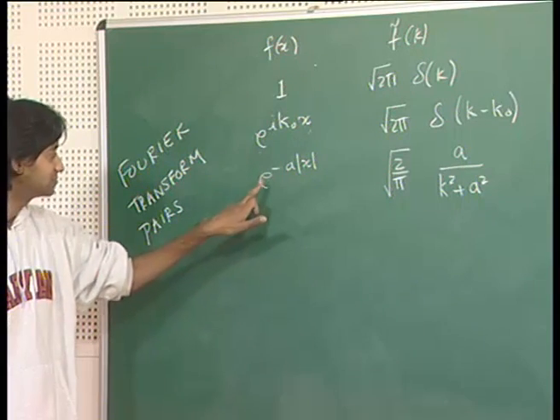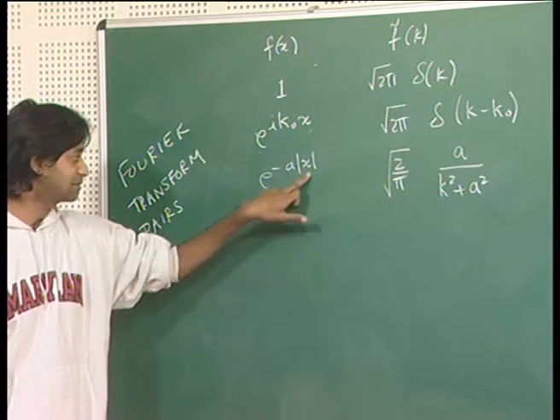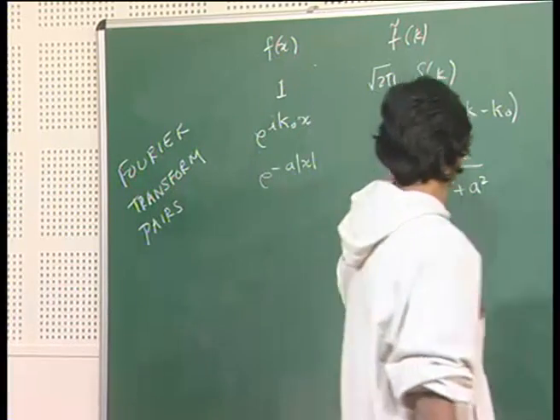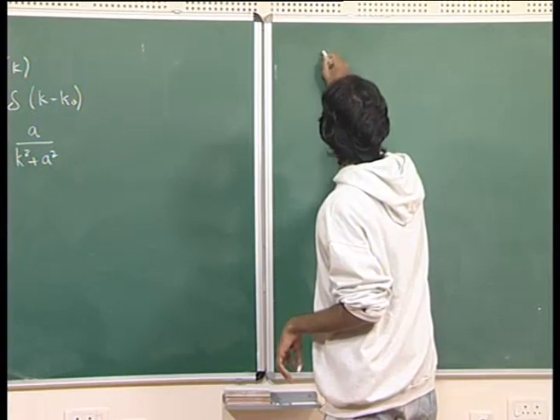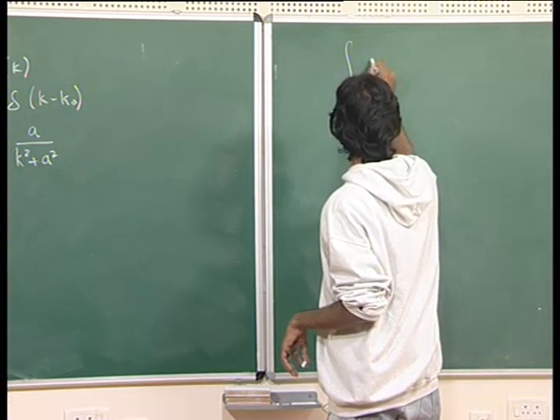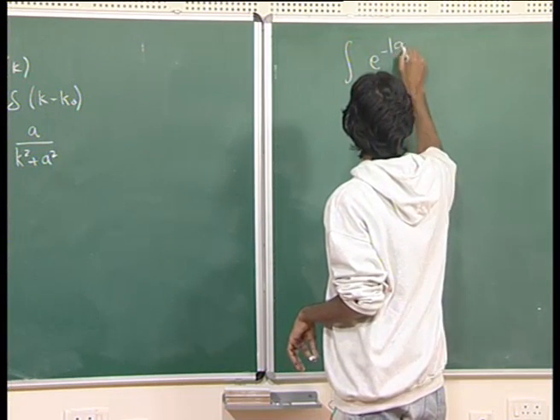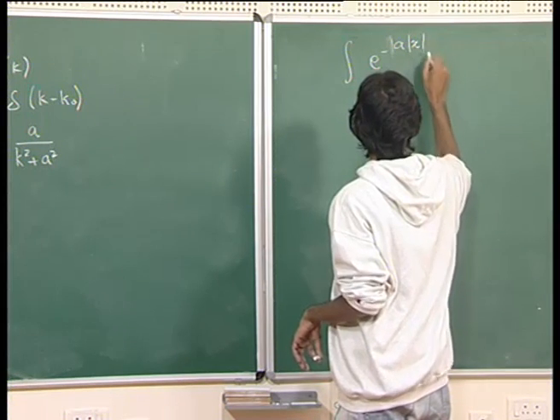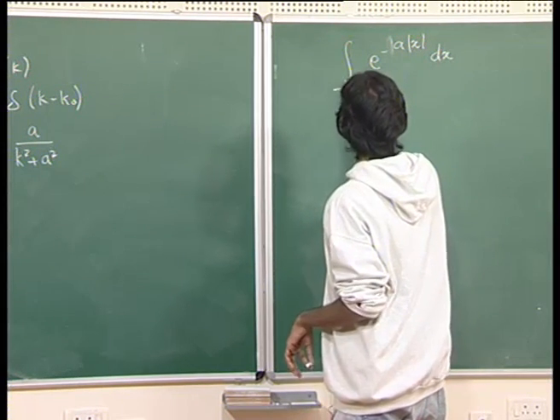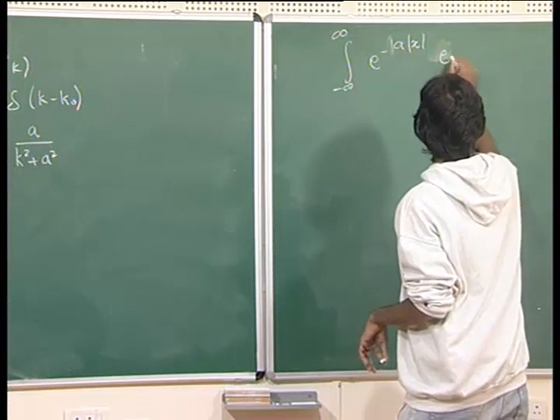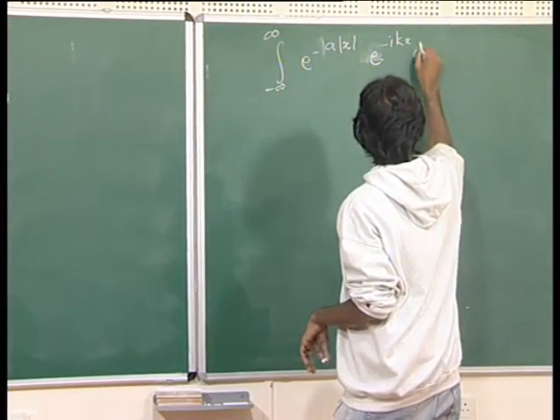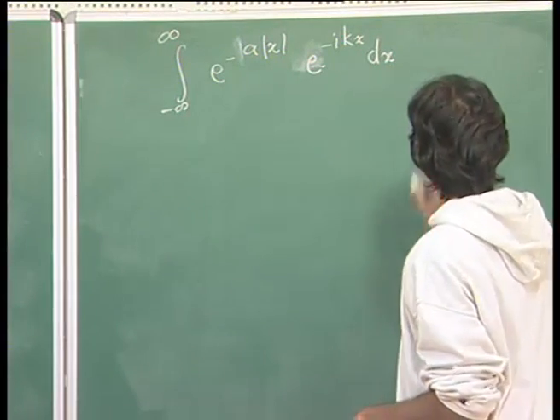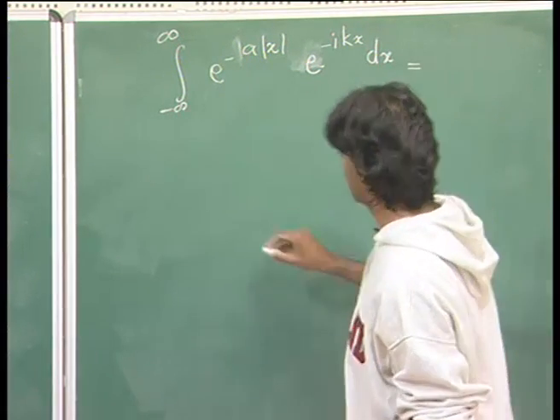We will show this in a minute. If you had f of x equal to e to the minus a absolute value of x, then the Fourier transform is root 2 by pi, a over k square plus a square. Just to show this, I will show it to you really quickly. The Fourier transform is the integral of e to the minus a times absolute value of x, dx from minus infinity to infinity, times e to the minus i k x dx, with a 1 over root 2 pi.